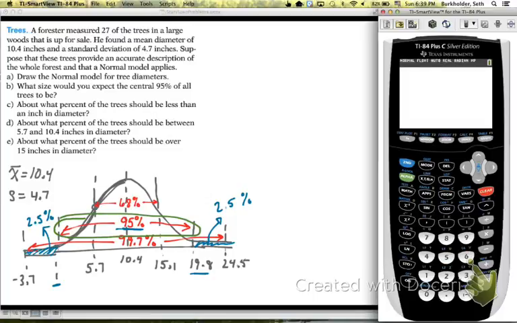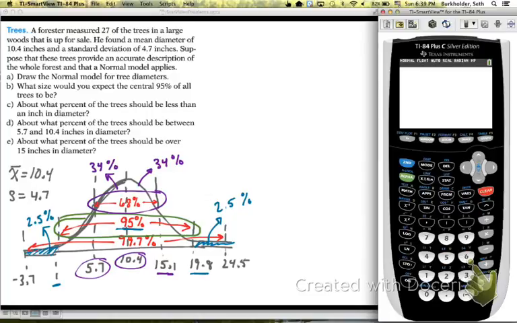What percent of trees should be between 5.7 and 10.4 inches? Let's switch colors again, and we'll jump to this nice purple color. So between 5.7 and 10.4. Well, let's go back up here and look at our labels. 68% are between 5.7 and 15.1. Again, symmetric curve. That leaves us with roughly 34% in this region and 34% in this region.